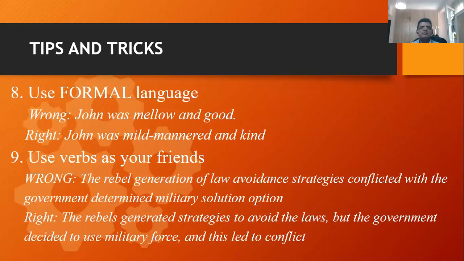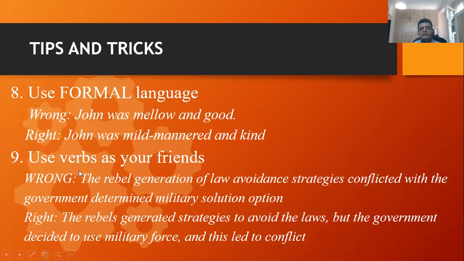So tip number 8: use formal language. Sometimes you use informal or slang language when you are writing academically. For example, "John was mellow and good." It is not acceptable. Why? Because good and mellow in such a sentence are informal. You should say "John was mild-mannered and kind." It is acceptable in academic writing.